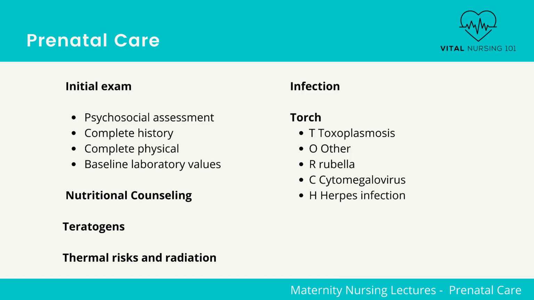The TORCH panel test is used to identify illnesses that potentially affect an unborn infant while pregnant. The abbreviation TORCH stands for the 5 infections that are covered in the screening. T for toxoplasmosis.